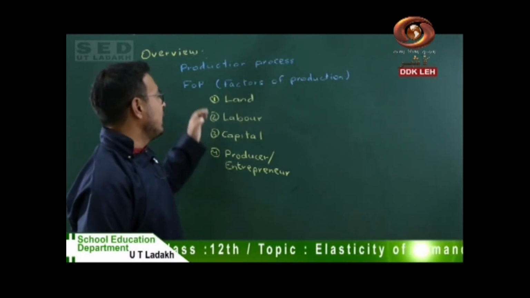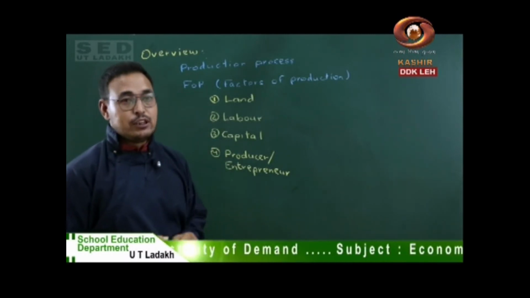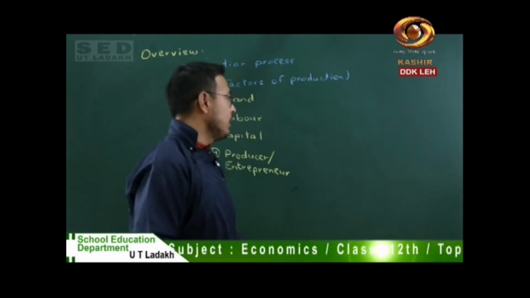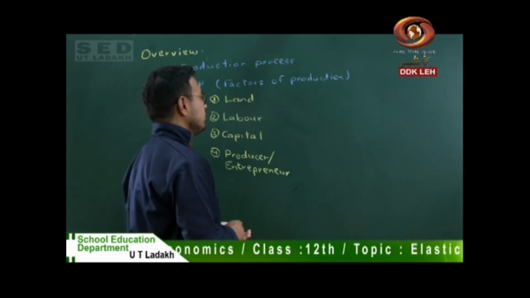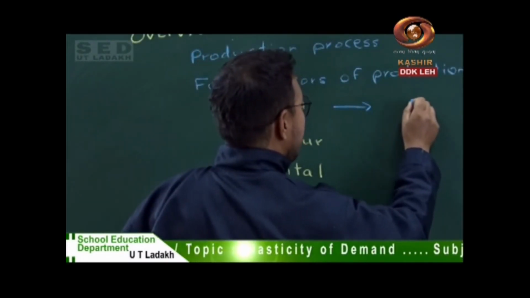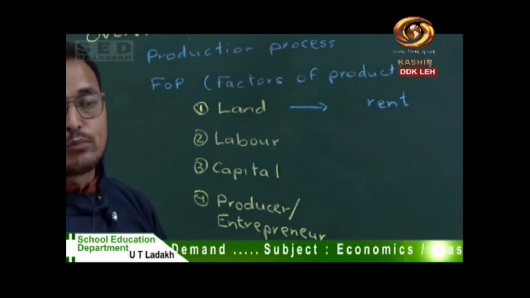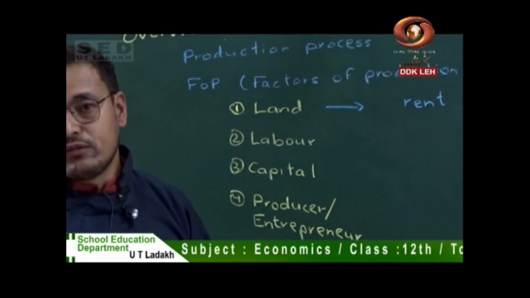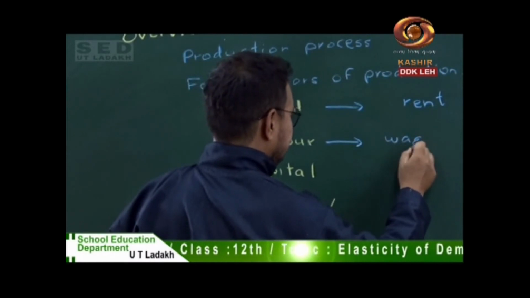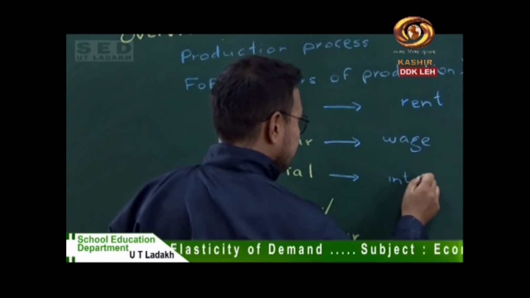He is the person who will use land, hire labor and use capital so that this production process can be undertaken. And also we have certain returns to everyone. For example, for land we use the term rent. So it is the return that land will get. It could be your land or any kind of natural resource. For labor you will be getting wage. For capital you will be getting interest.